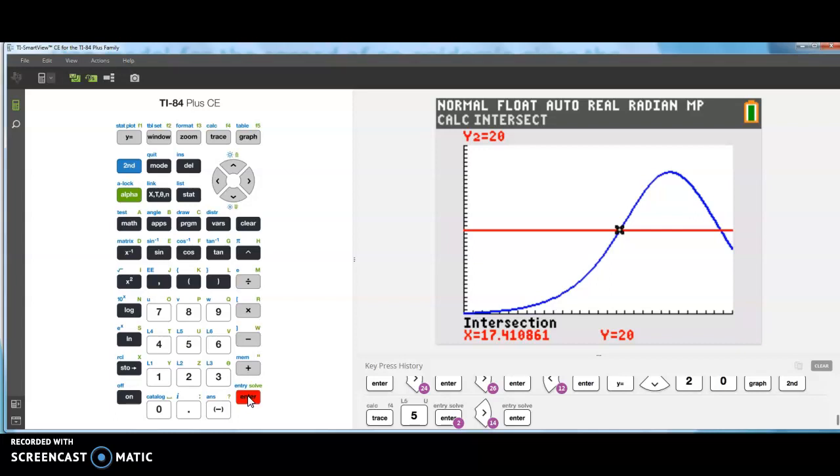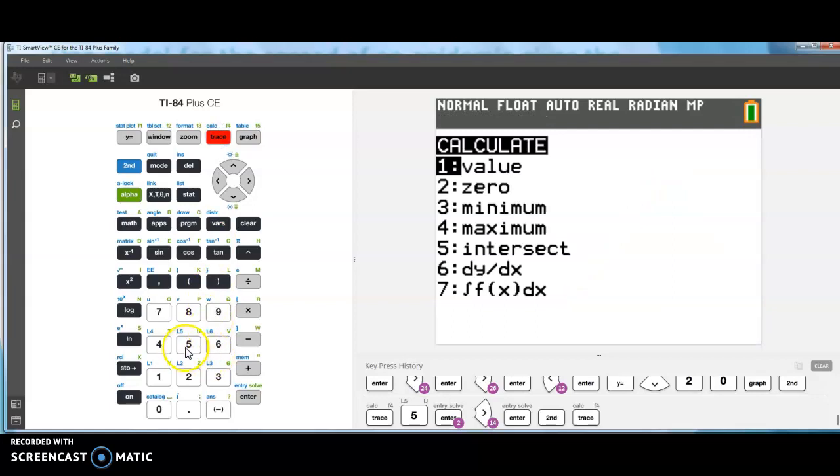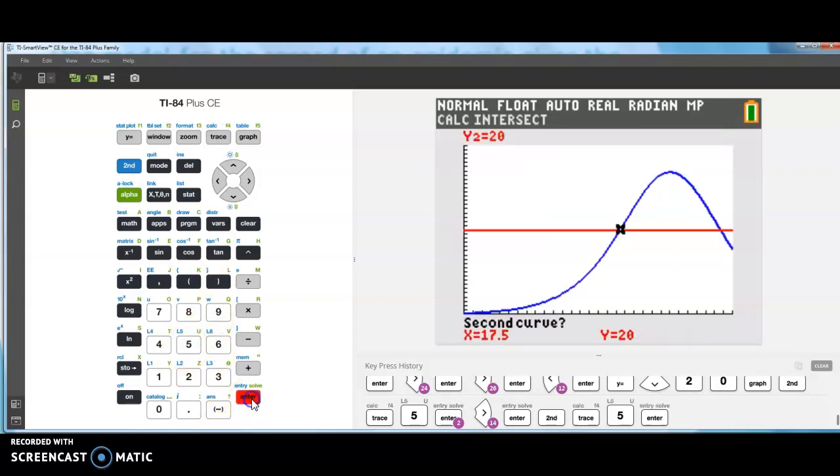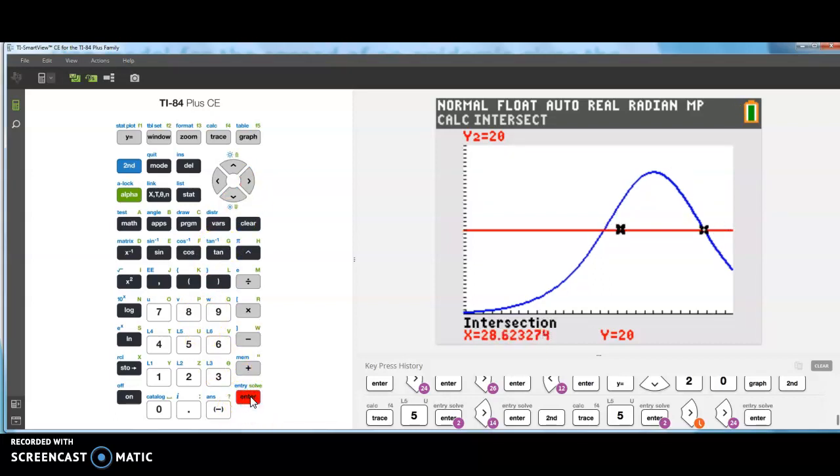Now I also want to figure out when they will stop needing help. To calculate that, I repeat the steps. So second, trace, intersection. Enter for first curve, enter for second curve. But now I need to move my cursor to that other point of intersection to get a different value. So my guess is that they will stop needing help somewhere around the 28th, 29th day. So let's hit enter. And so it says 28.6, so they will need help on the 28th, but not the 29th day.